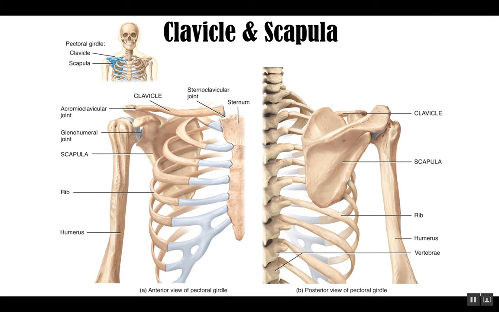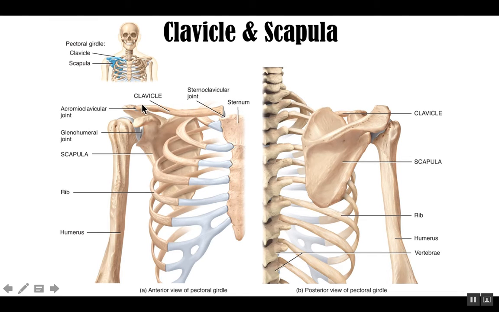So let's begin with the clavicle and scapula, which together form your pectoral girdle. The clavicle is often called your collarbone, and it is fairly easy in that it has two ends. One end articulates with the sternum. That end of the clavicle is known as the sternal end. The joint is known as the sternoclavicular joint.